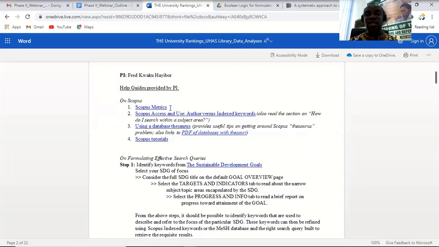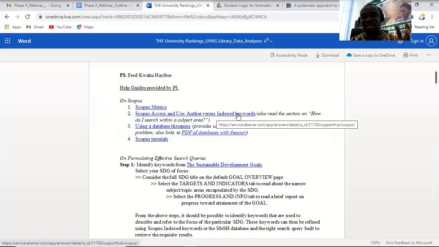Since we are going to be using Scopus, an indexing database, for the bibliometric insights, first, there must be a good knowledge of the Scopus database, what it is, how it indexes its articles, if we are going to be mapping our own concepts onto the Scopus index terms for us to be able to retrieve something meaningful. So we look at the Scopus access and use, the author versus index keywords, all those aspects, okay?